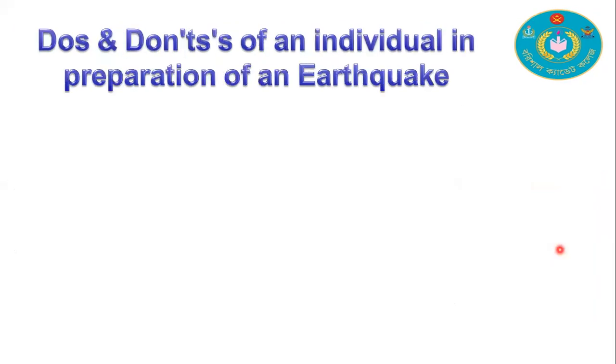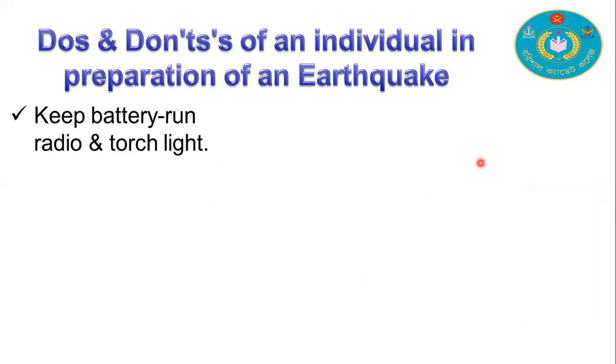There are some do's and don'ts. And do's and don'ts are divided into two stages. It is applicable for individuals as well as for the mass people. First, we will discuss for individuals. What should be done by an individual for earthquake? They should have a battery run radio, or in the modern era, they should keep a mobile phone on with a charged condition, and they should have the torchlight.